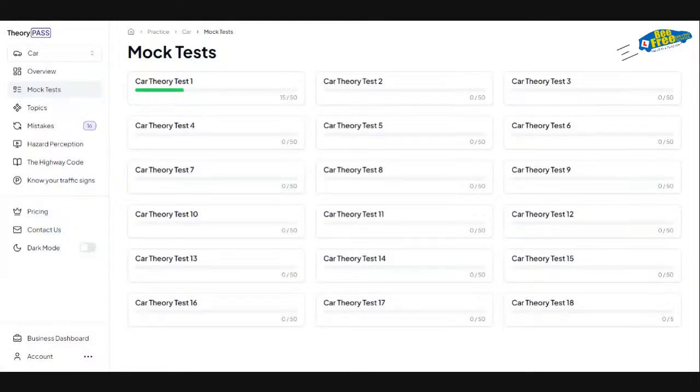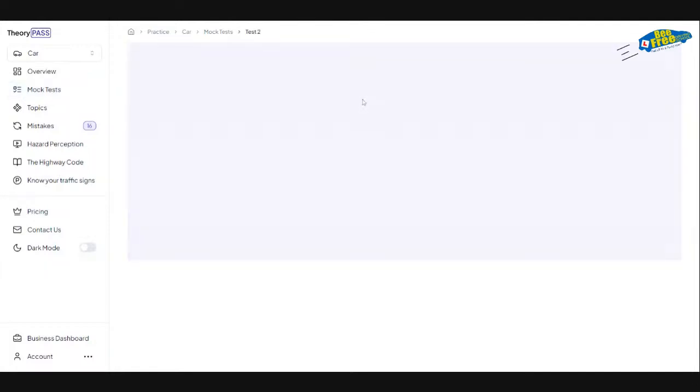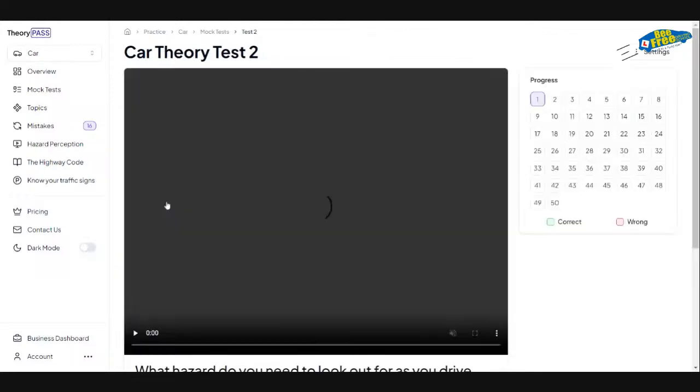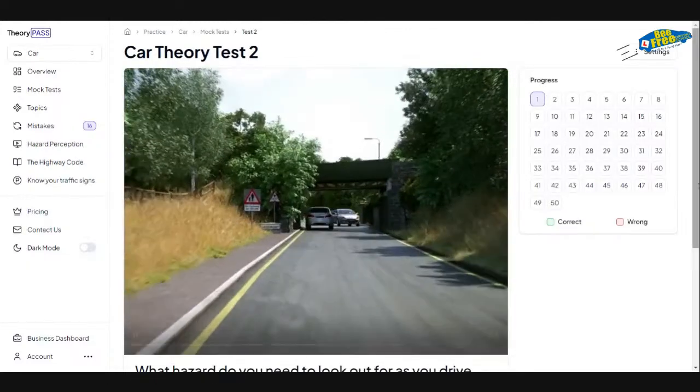Okay, so let's say we're going to be using the Theory Pass app. And as I said, the pass mark is 43 out of 50. In the real test, you'll have 57 minutes to complete it. So let's see how we get on.